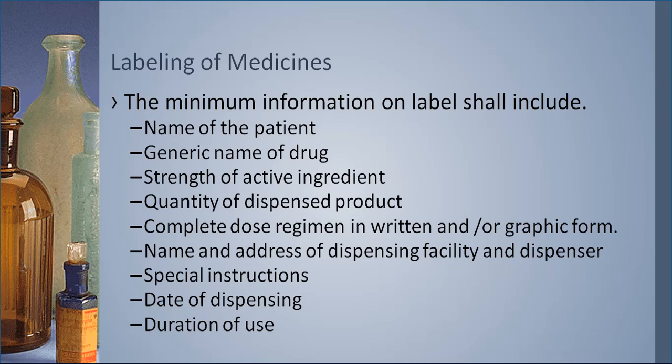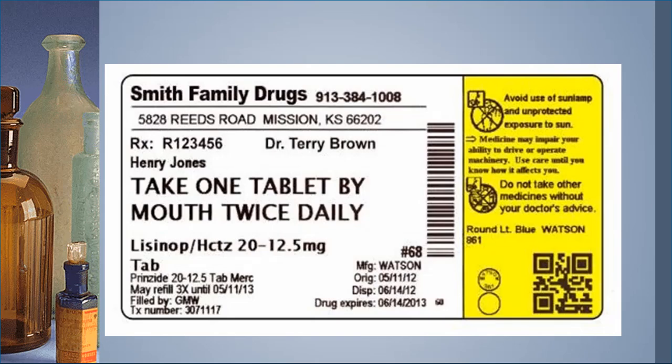If there are any special instructions for the patient to observe, we write them there. The date that we give the medicine is written there, and the duration of use of the medicine is also written there. So this is a simple example of a foreign label. You can see the name of the pharmacy is the Smith Family Drugs. The address is stated there. You can see their telephone number on top. This is a prescription with the prescription number 123456 by Dr.